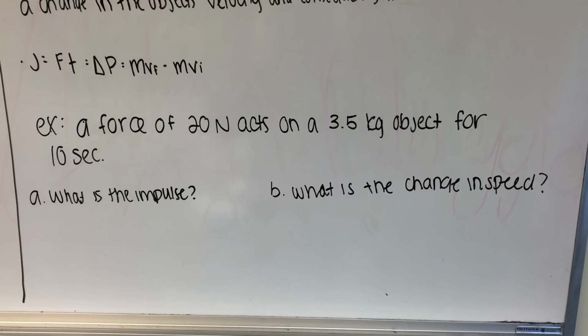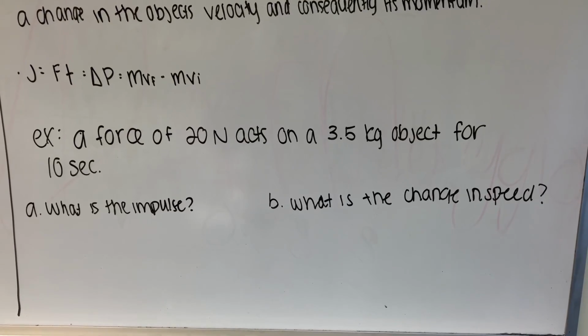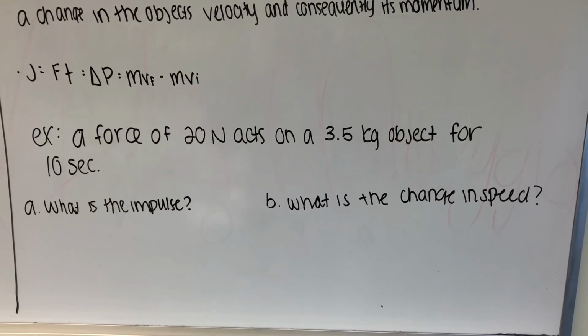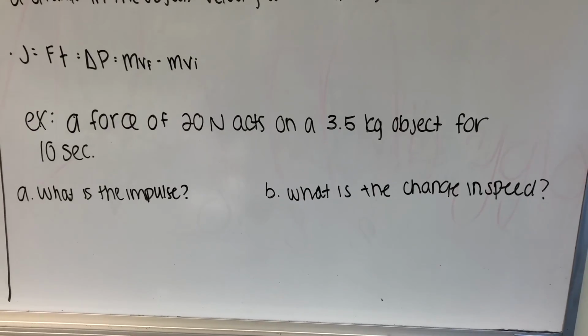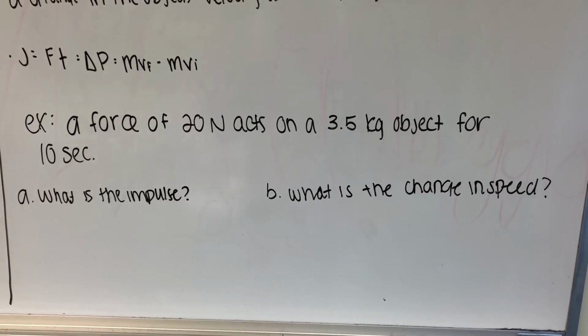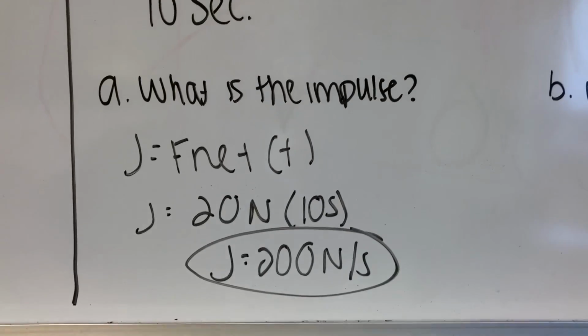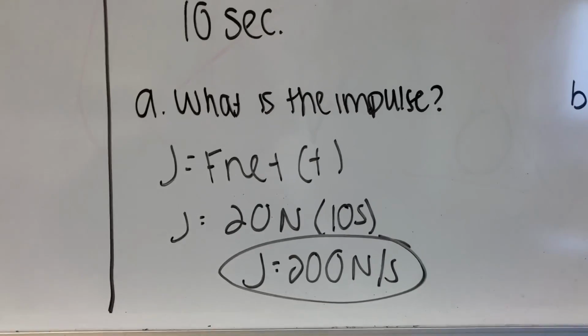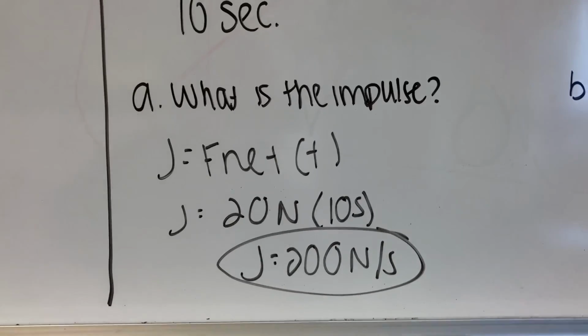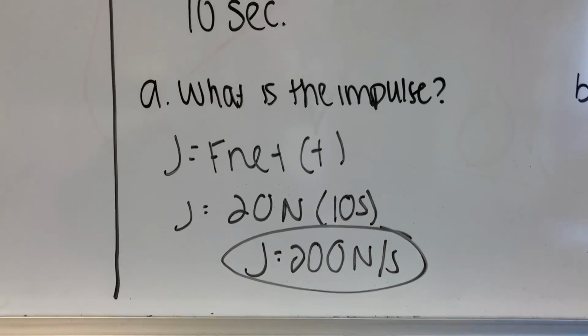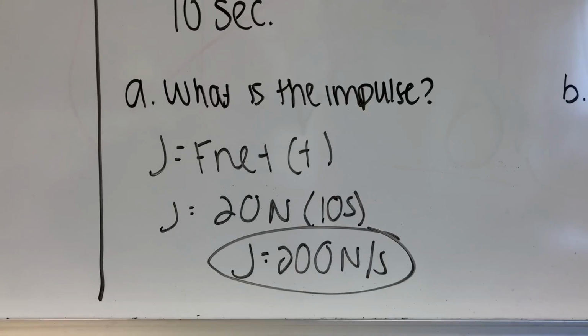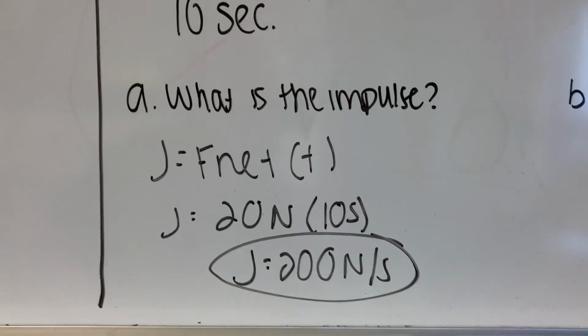To do an example, a force of 20 newtons acts on a 3.5 kilogram object for 10 seconds. Let's find A, what is the impulse, and B, what is the change in speed. To find the impulse, we're going to use the equation J equals F net times t. We know there's a 20 newton force being applied over 10 seconds. So we multiply 20 newtons by 10 seconds, and you get an impulse of 200 newton seconds.